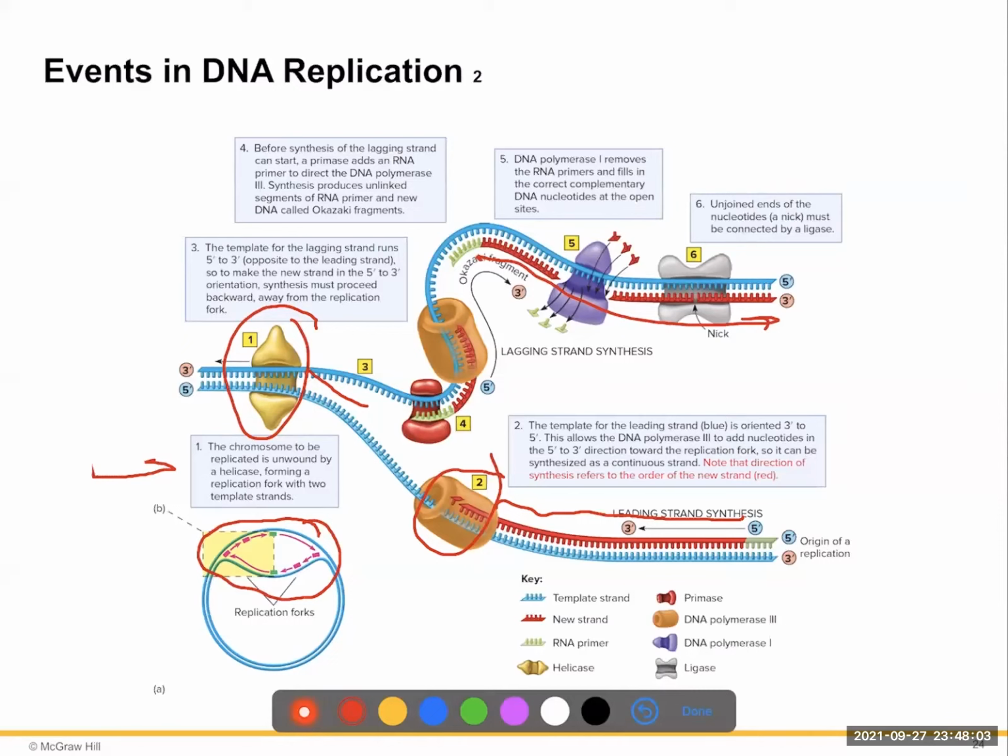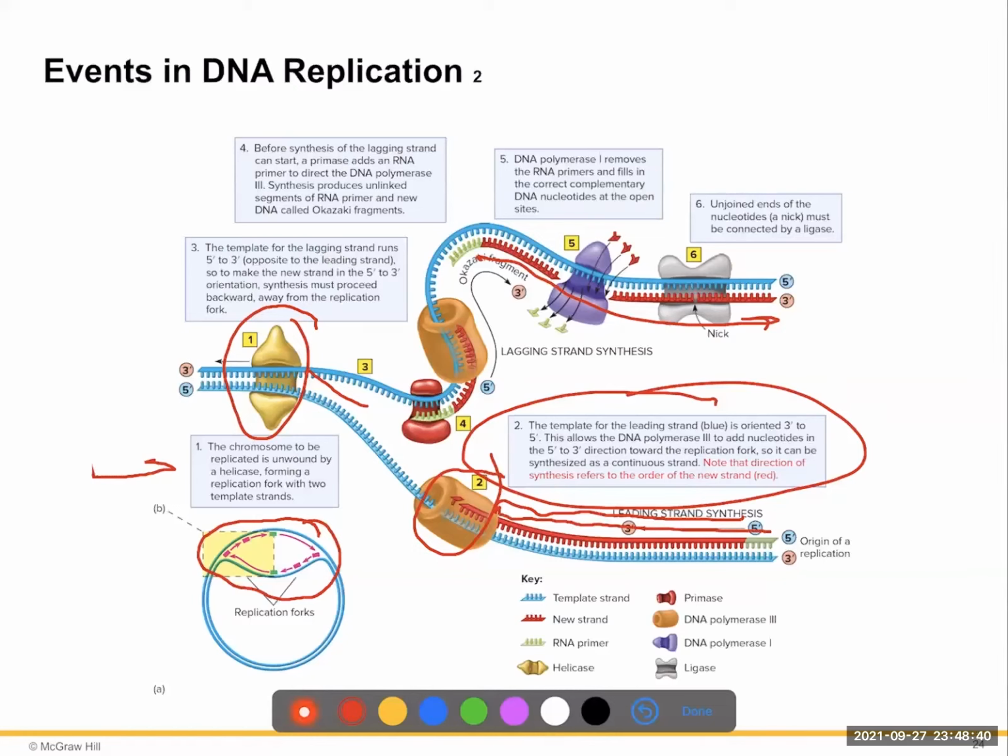The next step: the template for the DNA, which is blue, is your DNA that exists. The red one is the one being made. The template is orientated 3 to 5. So then DNA polymerase, the enzyme that allows DNA to duplicate itself, adds nucleotides in the 5 to 3 direction, which is the anti-parallel direction. So it can be synthesized as a continuous strand. It makes this long strand of DNA here in the anti-parallel direction.